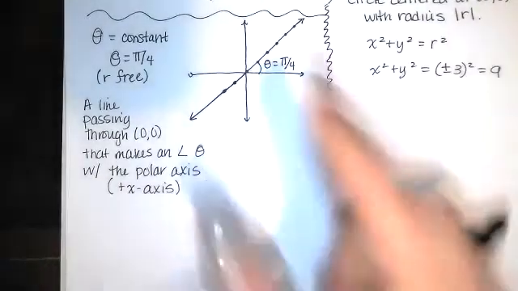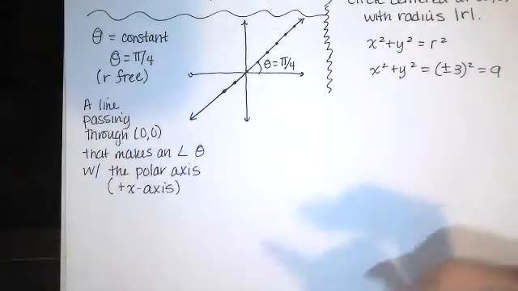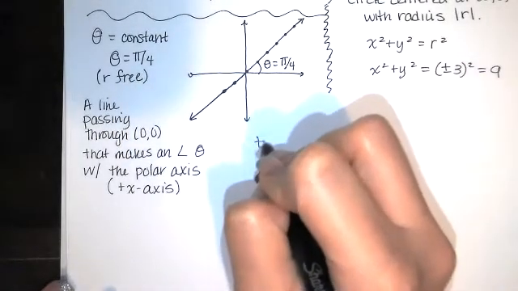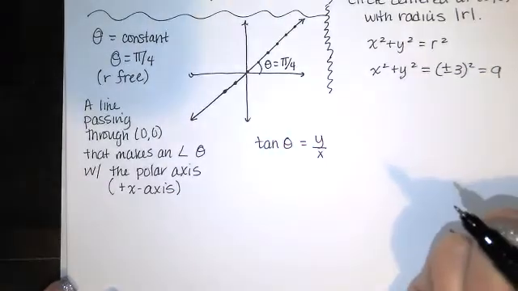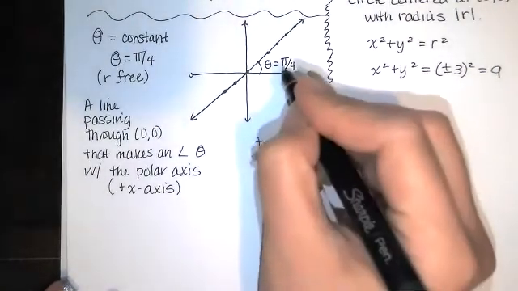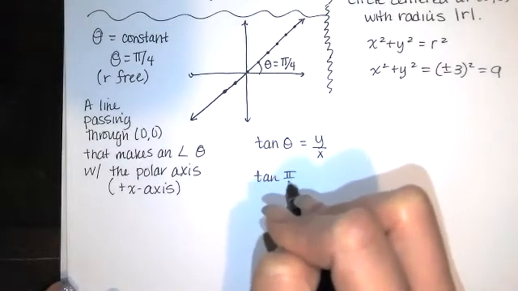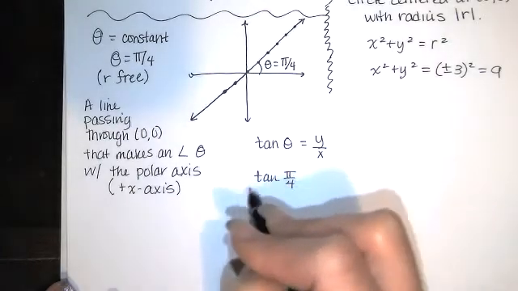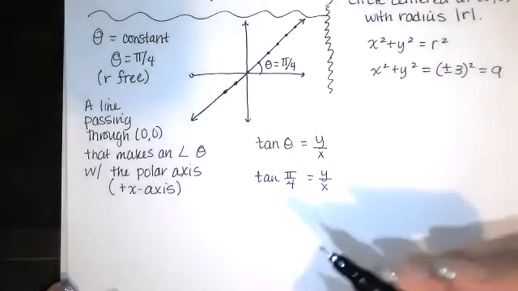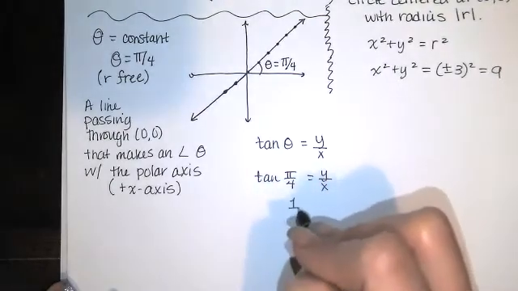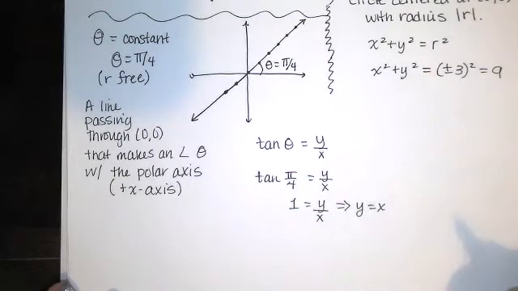Now, if you're saying to yourself, well, how can I know the equation of that line in rectangular coordinates? How can we prove that? Well, we've got this formula, tangent of theta equals y over x. So if theta equals pi over 4, the equation of the line is given by tangent of pi over 4 equals y over x. Well, tangent of 45 degrees, or pi over 4 radians, is 1. So we get y equals x.